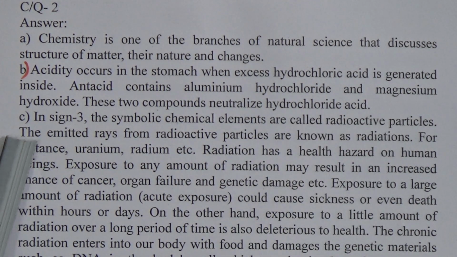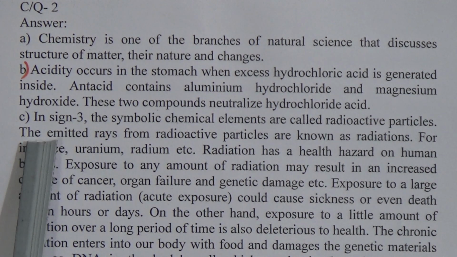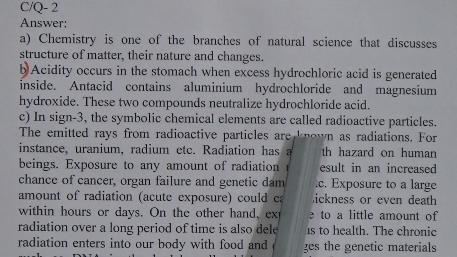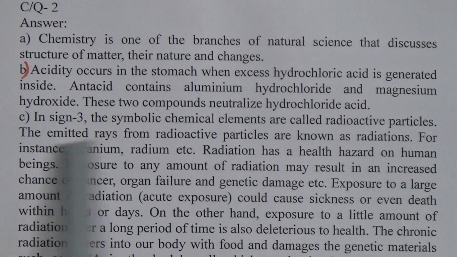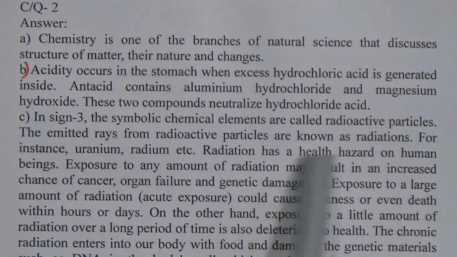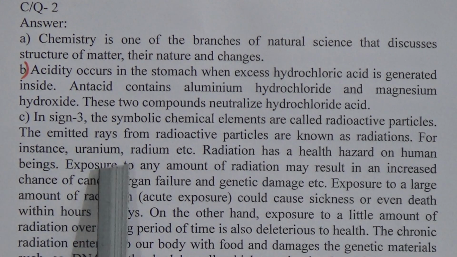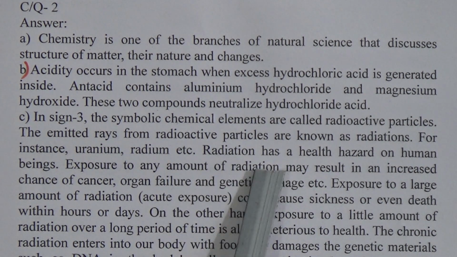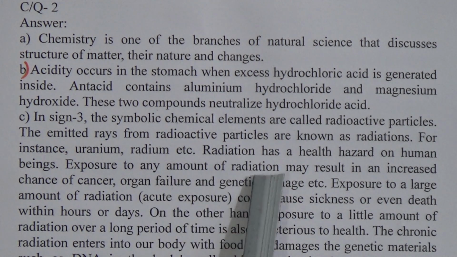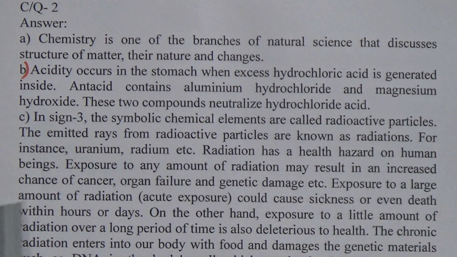Now come to the next one, how are the substances in sign 3 harmful, and this sign is for radioactive substances. In sign 3, the symbolized chemical elements are radioactive particles. The rays emitted from radioactive particles are known as radiation, for instance from uranium, radium, etc. Radiation is a health hazard to human beings. Exposure to any amount of radiation may result in an increased chance of cancer, organ failure and genetic damage, etc.